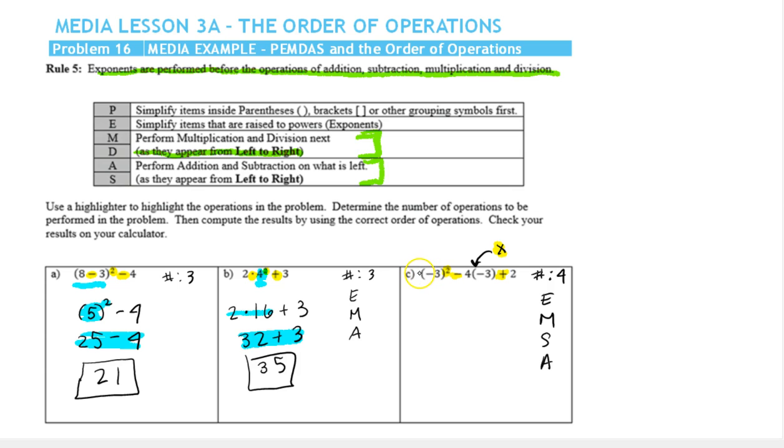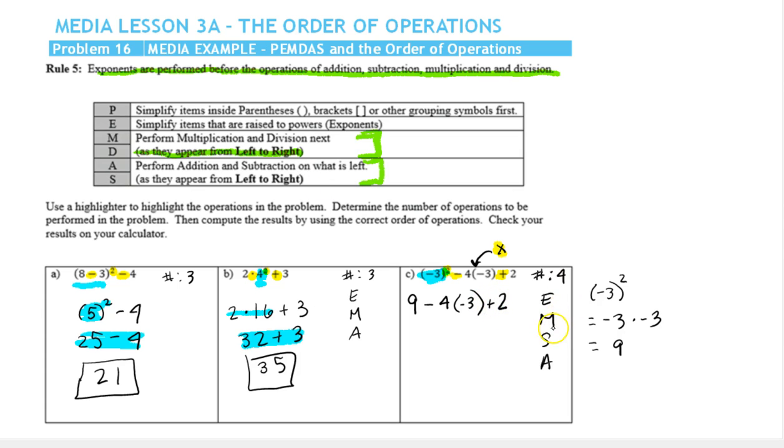First we have negative 3 squared. I'm doing this first. And I'm just going to write this over here on the side to remind you. Negative 3 squared means 2 factors of negative 3. A negative times a negative is a positive, and 3 times 3 is 9. So now let's write this down. 9 minus 4 times negative 3 plus 2.